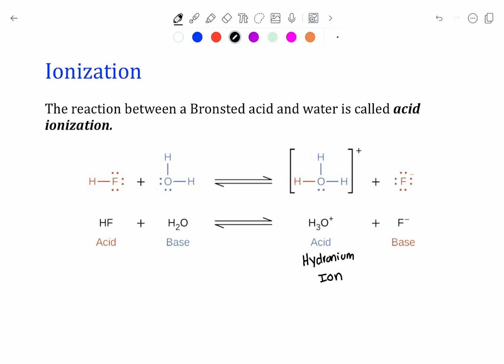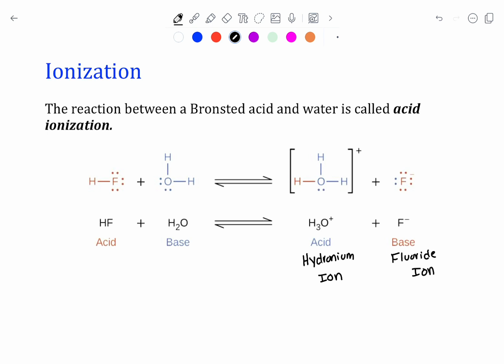As well as the fluorine ion or fluoride ion. So it's called ionization because we are creating ions. And specifically, this is for acids because it's an acid reacting with water. Now you'll notice that if we're reacting water with an acid, the hydronium ion is then associated with that acid because it turns into the conjugate acid.